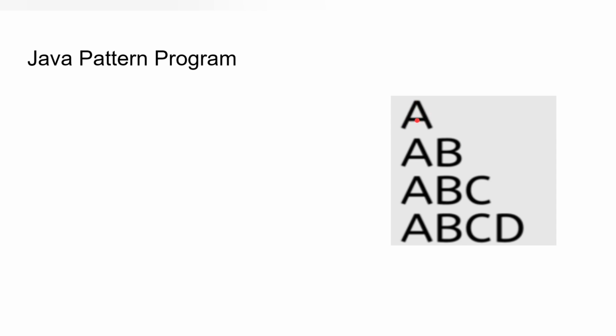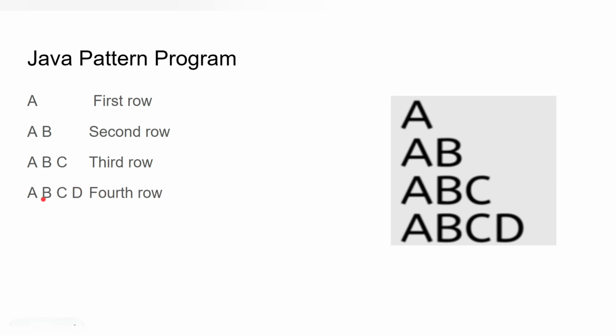By seeing this pattern, we understand that in the first row, we have only the first character, which is A. Then in the second row, we have two characters, starting from A till B. In the third row, we have three characters, A, B, C. And in the fourth row, we have four characters, A, B, C, D. So in each row, we need to print the characters till that particular row number. For example, in the second row, we are printing two characters. In the third row, we are printing three characters.